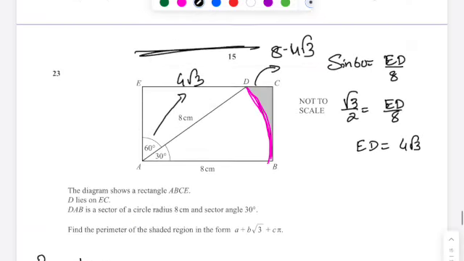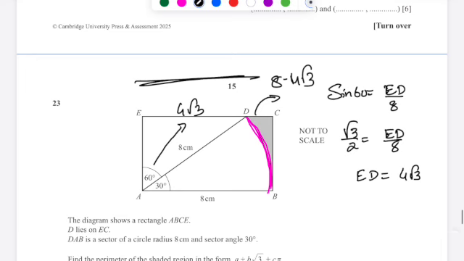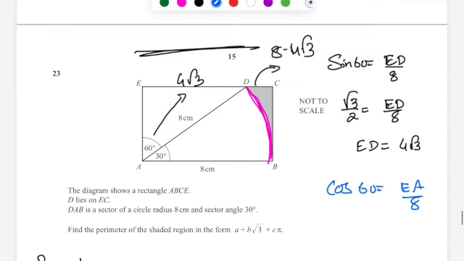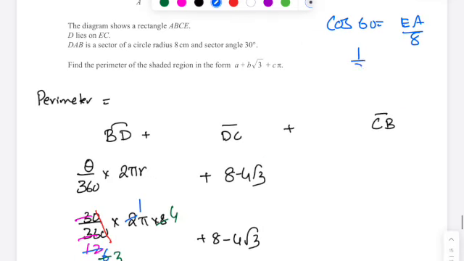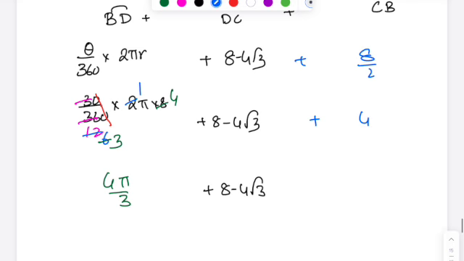Then I need to find CB. For that I am going to use cosine. Cosine 60 equals EA by 8, because this will become the adjacent side, this becomes the opposite side, and this becomes the hypotenuse. Cosine 60 is 1 upon 2 equals EA upon 8. So CB is 8 upon 2, which is nothing but 4. So my final answer is going to be 12 minus 4 root 3 plus 4 pi by 3.